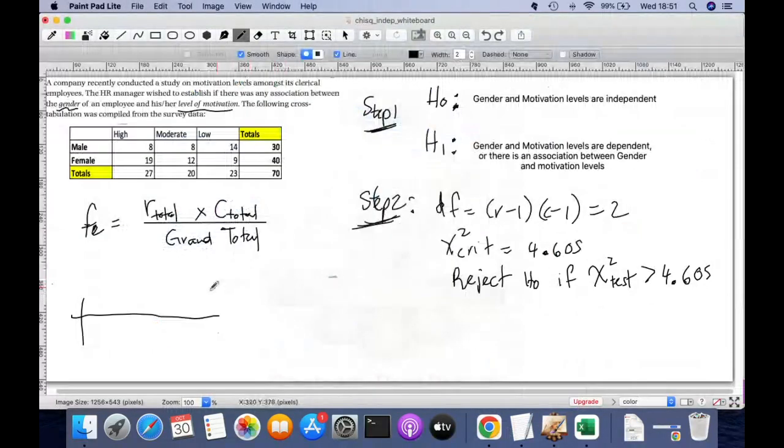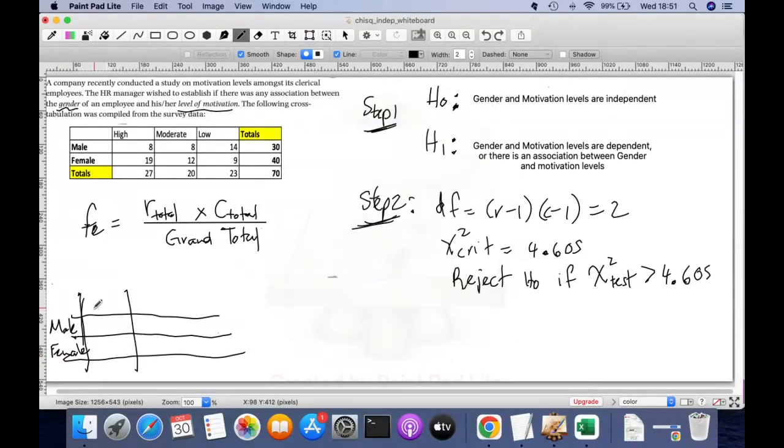Okay, now I'm going to redraw the table I have on top, but now I'm going to fill it in with the expected frequencies. So I have male on the top, female on the bottom, and the columns are highly motivated, moderately motivated, and a low level of motivation. Now, what I need to fill in each of these blocks is the expected frequency.